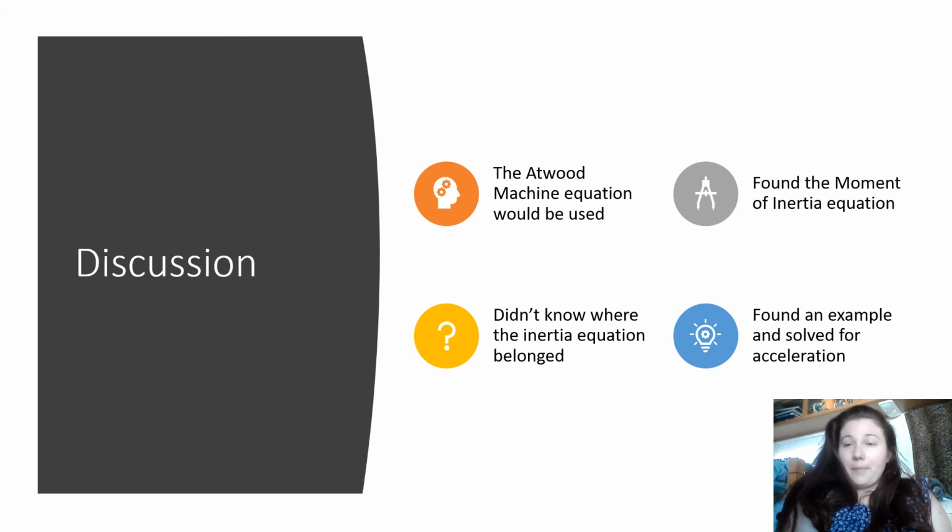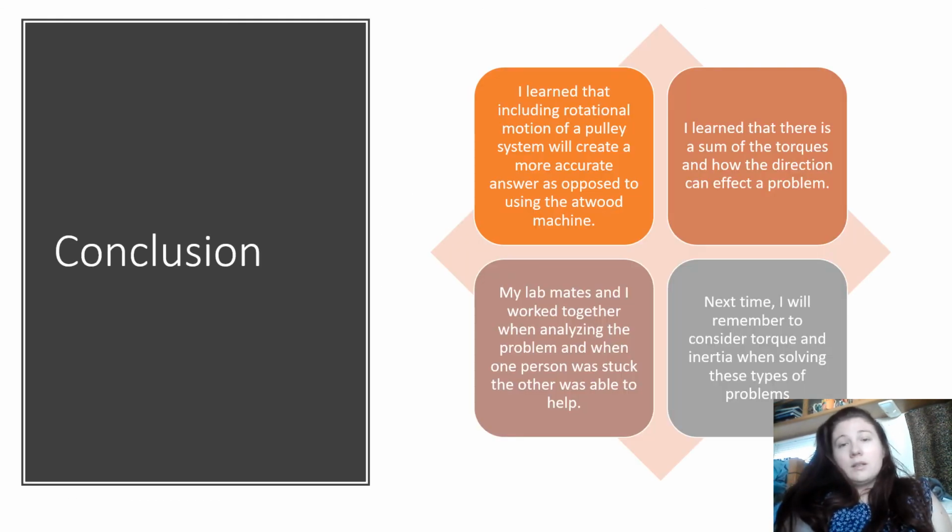So we had help. In conclusion, I learned that including rotational motion of the pulley system will create a more accurate answer as opposed to using the Atwood machine. I also learned about the sum of torques and how the direction can affect the problem. My lab mates and I worked together to analyze a problem, and when one of us was stuck, the other was able to help or find an answer on the internet. So next time I will remember to consider torque and inertia when solving for these types of problems.